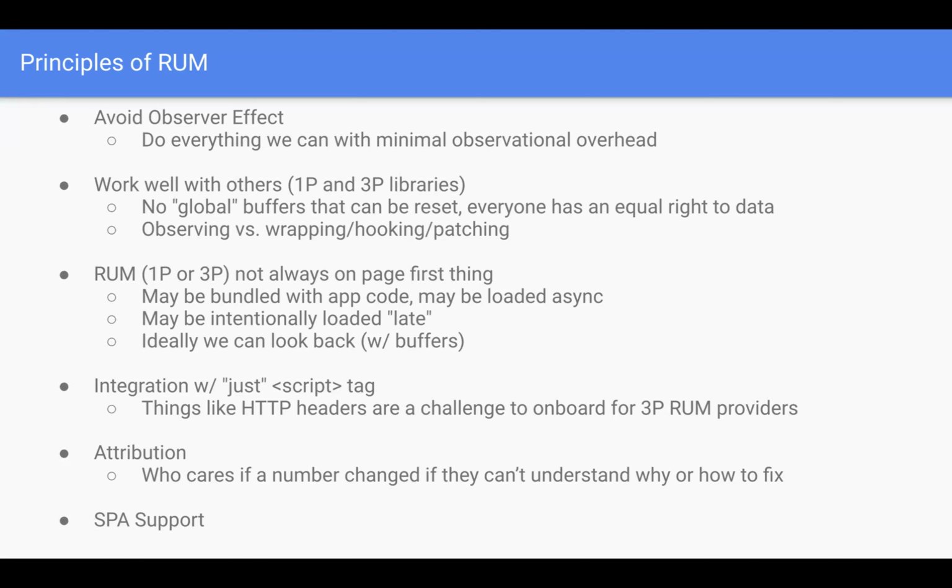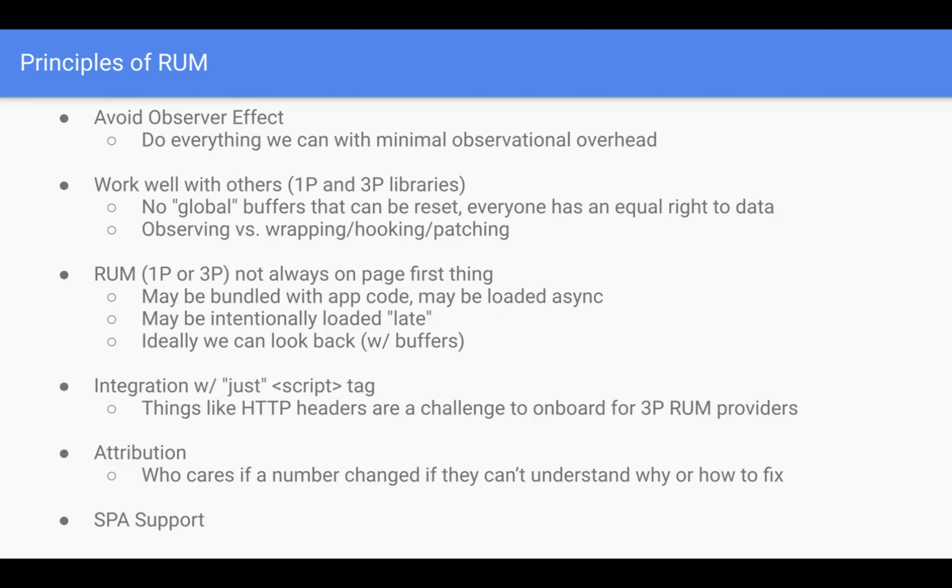So obviously we want to avoid the observer effect. We want to do everything that we can with minimal overhead, right? There's not zero overhead, but as minimal as possible. We don't want to affect the things that we're measuring. Don't add CPU, do things as efficiently as possible.